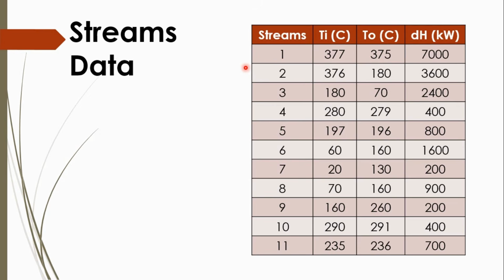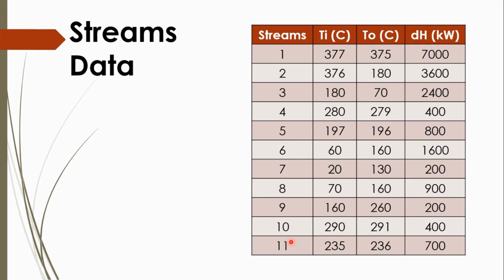So this is the stream data that has been given to us, that there are 11 streams in the system. If you look at the first 5 streams, the inlet temperature or the initial temperature is higher, while the outlet temperature or final temperature is lower, which dictates that these first 5 streams are the hot streams, and from stream number 6 to 11, the next 6 streams are cold streams in the system.